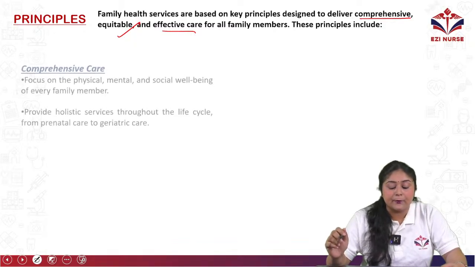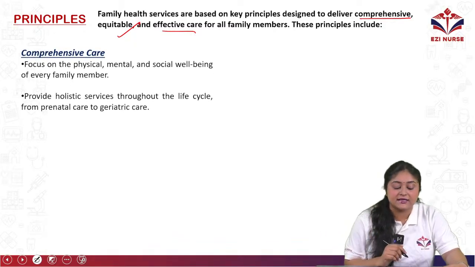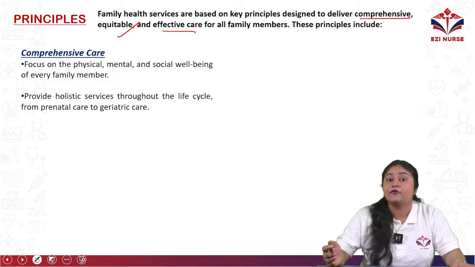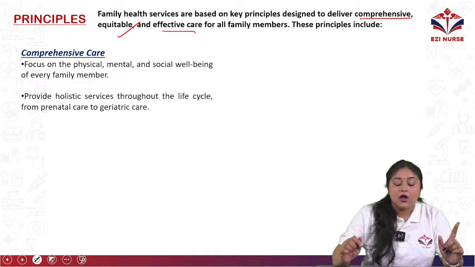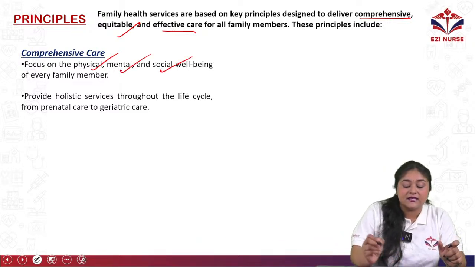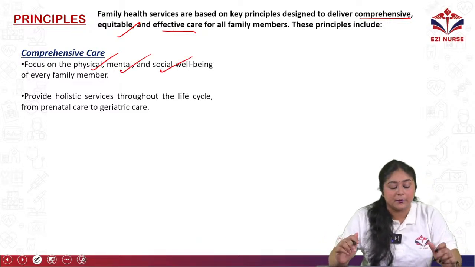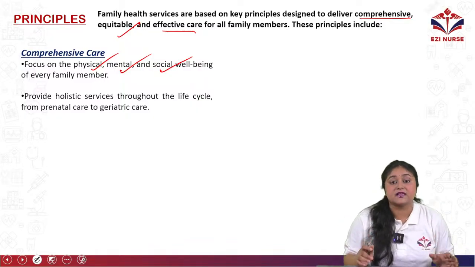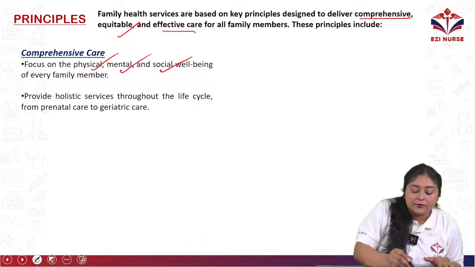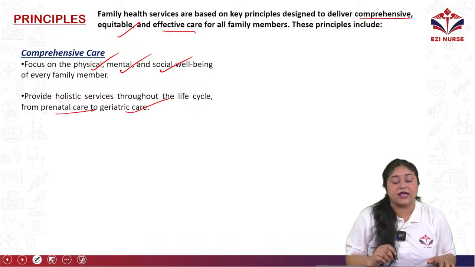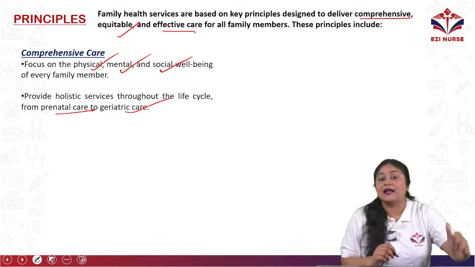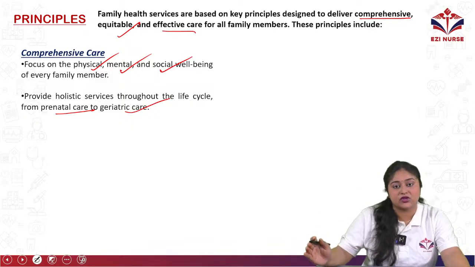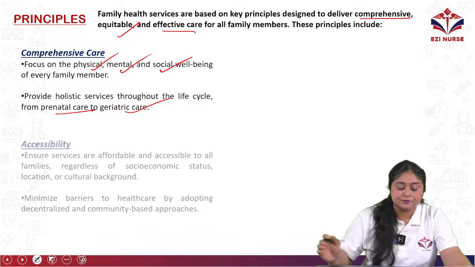So now see the principles. First is comprehensive care. So why is it comprehensive? As I said, because they are mainly focusing on all aspects. First is physical, mental and then social well-being for every family member, and they are also going to provide holistic services throughout the lifespan from prenatal care to geriatric care. Prenatal care means when the mother is planning to conceive, okay? So from there to geriatric care, meaning care of old age people.